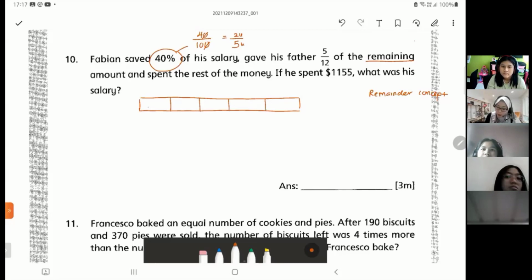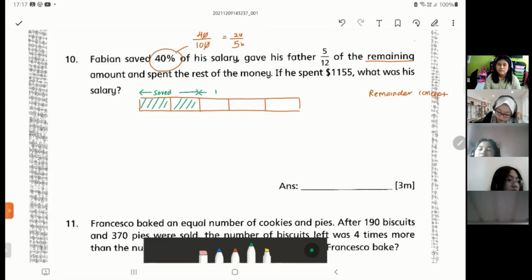Okay, now we're going to cut it up. 2 units is what he saved. 1, 2. This is what he saved. Okay, and then the balance, this is what we call the remainder. Where I want to look at this remaining, there is also what we call the remainder, which is actually 3 parts, right? The remainder here is 3 parts.